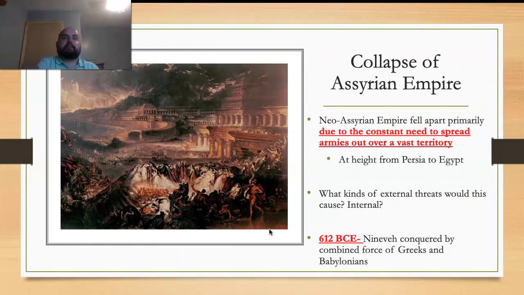Now, the Assyrian Empire did ultimately collapse because of their constant need to spread their armies out over a vast territory. At the time, they did spread all the way from modern-day Persia down to Egypt. However, again, because of their mistreatment with those under the yoke of Ashur, they were eventually defeated by a combined force of Greeks and Babylonians in 612 BCE. Because again, when you continuously expand, you're going to make enemies of your neighbors, and the whole land under the yoke of Ashur concept very much irritated those who were under the yoke, in this case, particularly the Greeks.